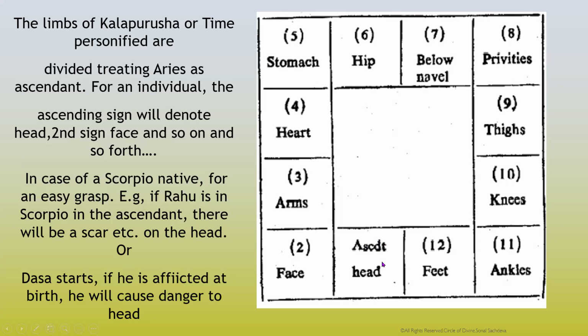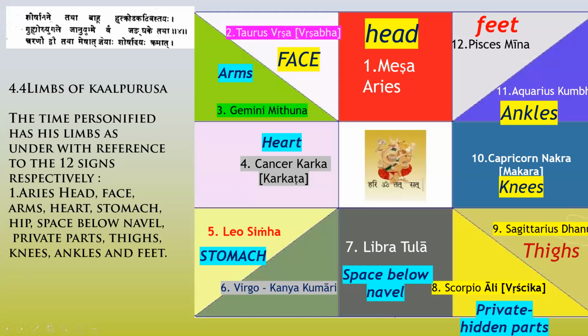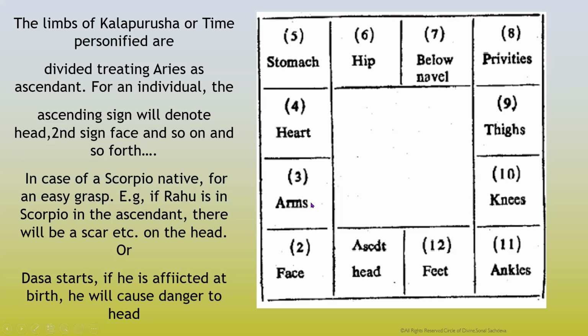So if you have malefics there, please watch out, especially if you're in a planetary period, that dasha period, then it will be a problem. Similarly, it follows the same sequence as the previous one. So the face, then the arms, so the third house is arms, and so on and so forth. For a Scorpio rising, the 12th house becomes the feet, so Libra is represented by the feet.